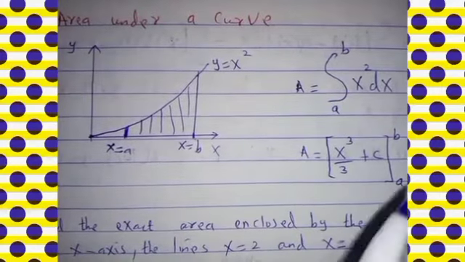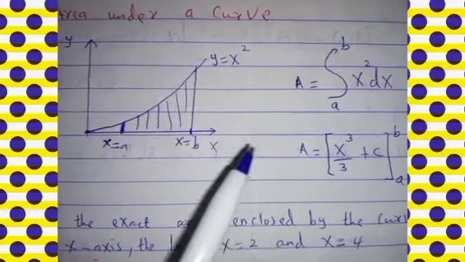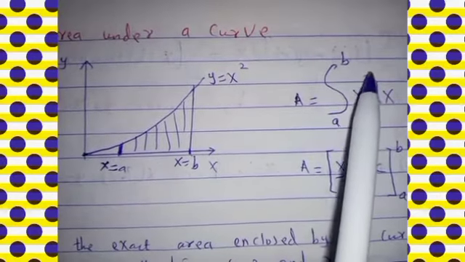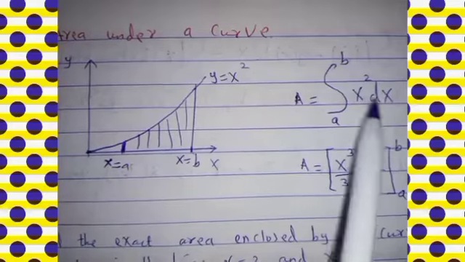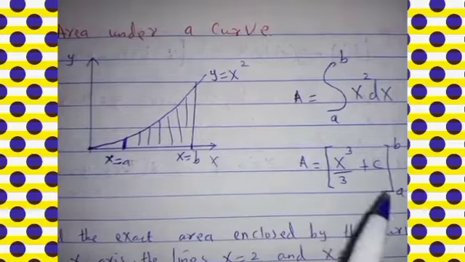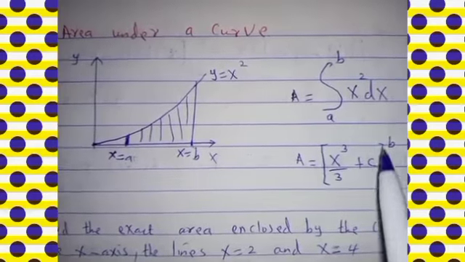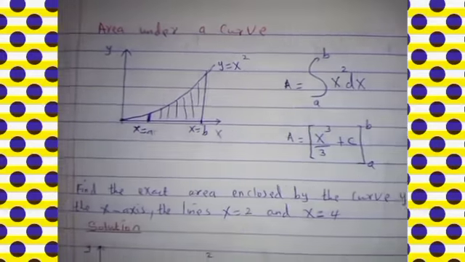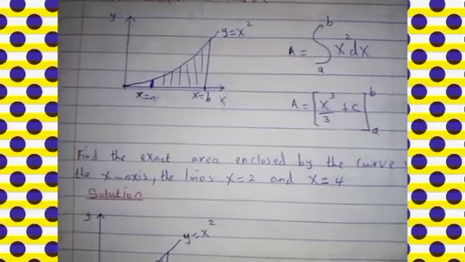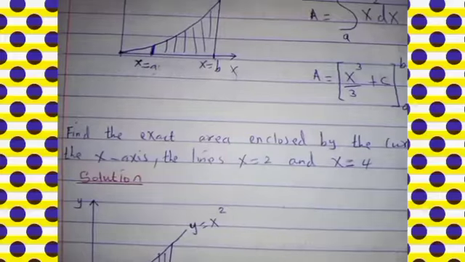x squared dx. So to do that, it is very simple. You add 1 to the power, so you have 2 plus 1, which is 3, and you divide by 3. So you have x cubed divided by 3 plus c. You insert the boundary from a to b, and then you substitute to get your answer. So let us look at an example.